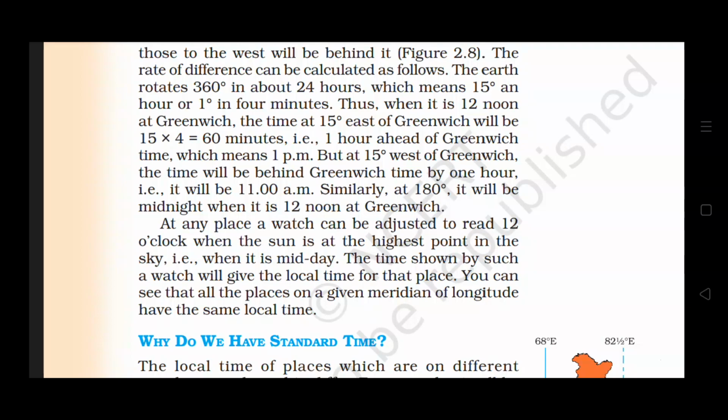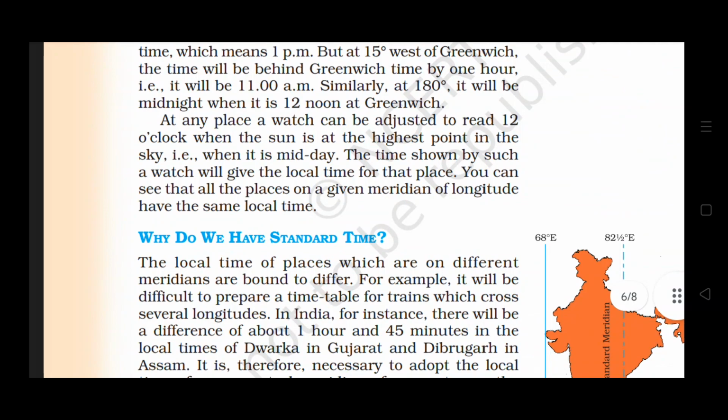So at any place, a watch can be adjusted to read 12 o'clock when the sun is at the highest point in the sky, that is, when it is midday. The time shown by such a watch will give the local time for that place. You can see that all the places on a given meridian of longitude have the same local time.